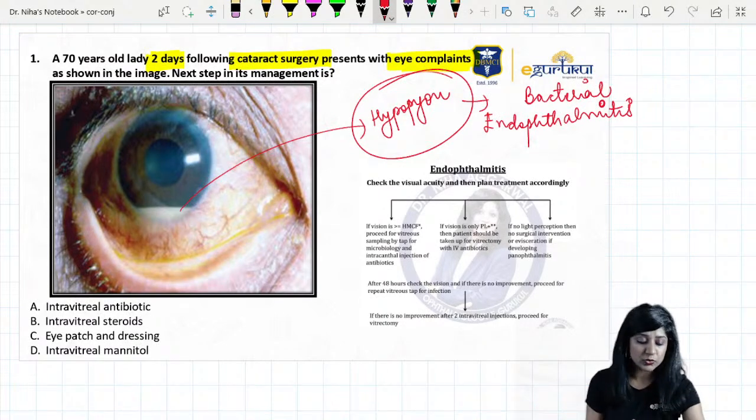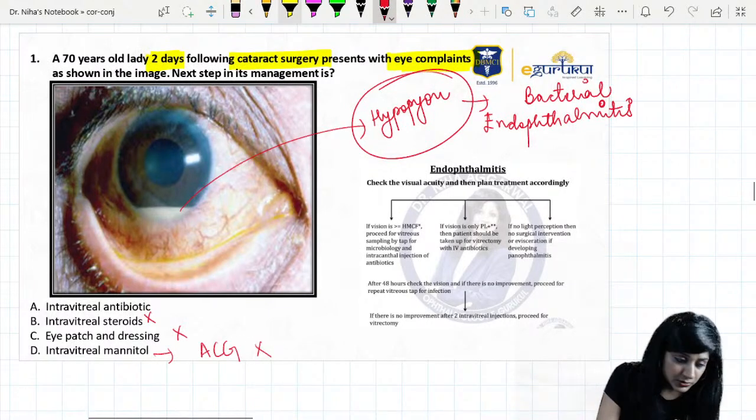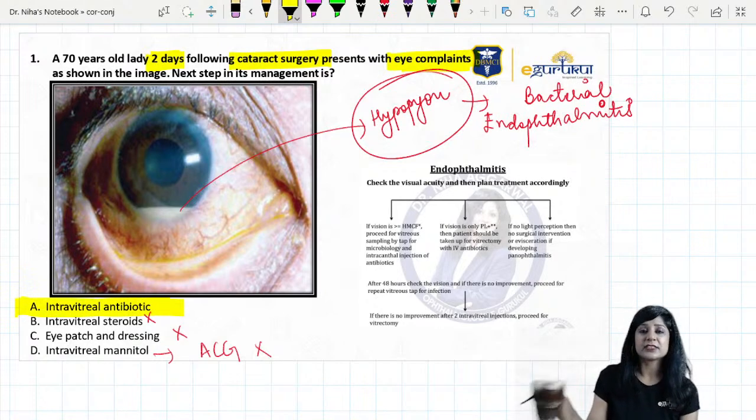So what are you going to do? Will I give steroids? Obviously no. It is an infection, so no dressing, no patching. Mannitol we give in acute congestive glaucoma, so not this. So the answer will be intravitreal antibiotic. See this.